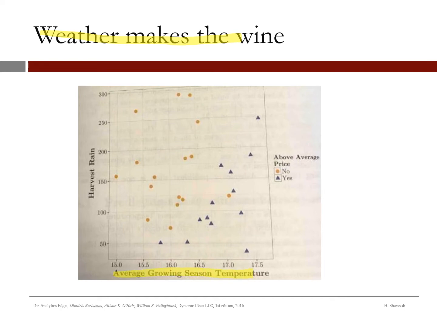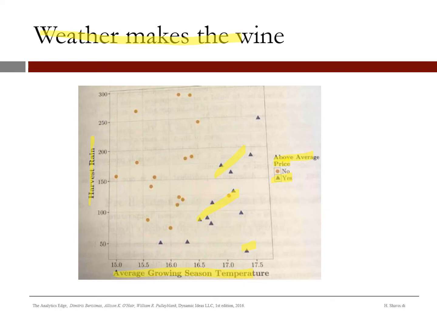As you see here in this graph, above average price wines are mostly in the area of higher temperature and higher harvest rain. This descriptive analysis shows us how weather impacts the quality of wine. So here we make sure that weather has a great impact on the quality of grapes in those years, and also on the quality of wines produced in those years, right?